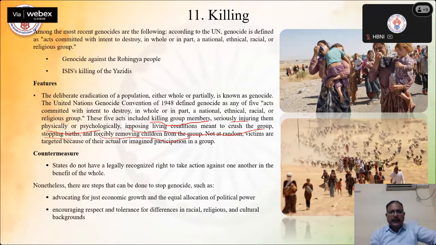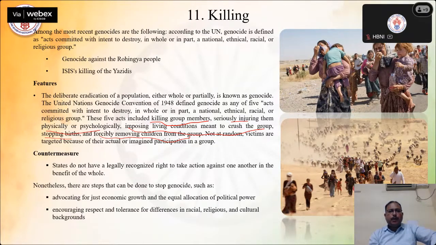What happened? Giving an example, if you remove the children from that group and treat them in another way, or you impose something on them. For example, you are a bread-eating country, they will say no, you don't eat bread, you eat rice. They will take the kids, they will feed the kids rice for say 10 years, then they will all have the habit of rice. This is a very small example which I'm quoting. So these are the issues of genocide or killing.